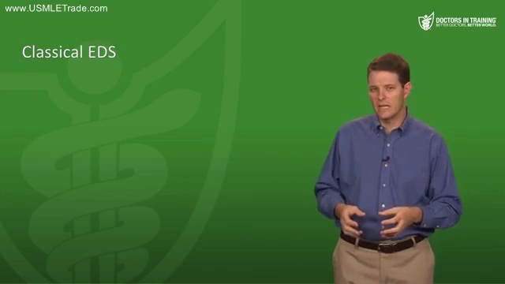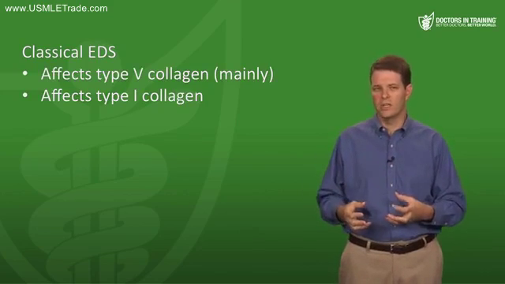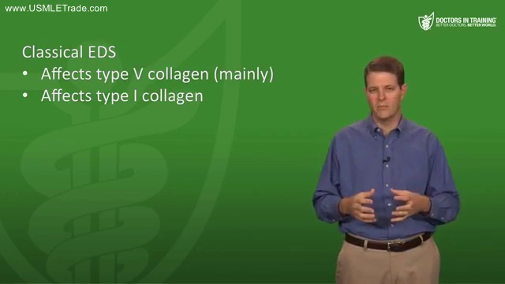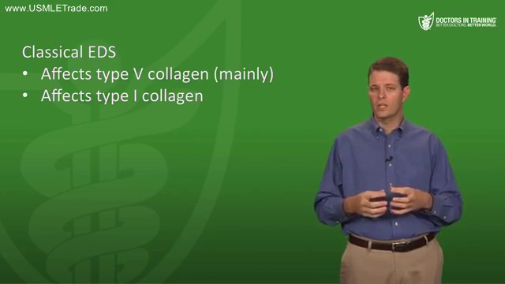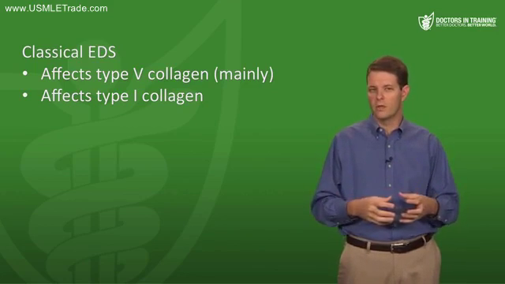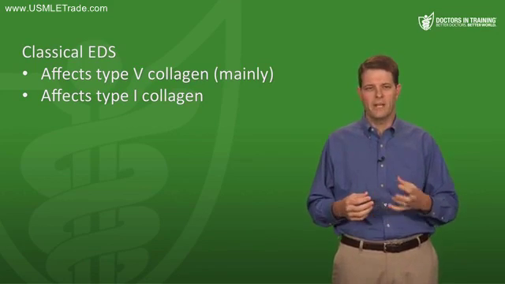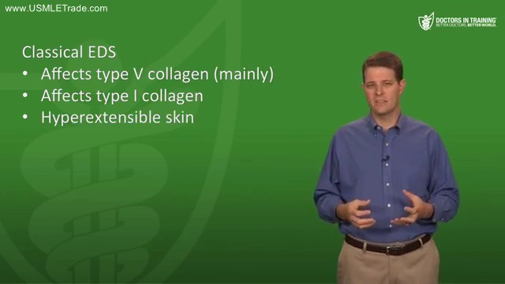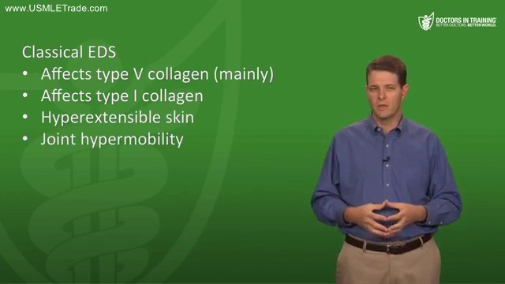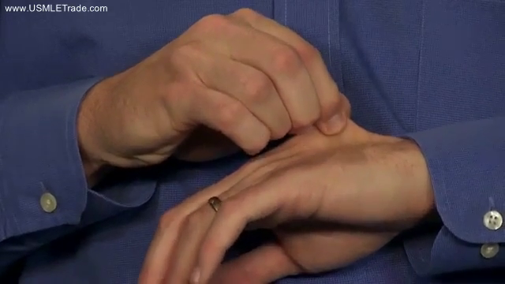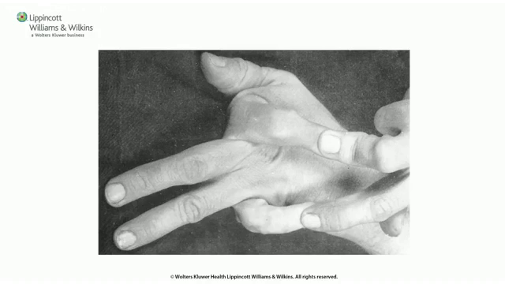There's classical EDS, which affects mainly type 5 collagen and also type 1 collagen. Now, we didn't talk about type 5 collagen because it's not one you're likely to be tested on, but type 5 collagen interacts with type 1 collagen while the collagen fibrils are being formed. So a defect in type 5 collagen can look a lot like a defect in type 1 collagen. Now, patients with classical EDS have hyperextensible skin and joint hypermobility. Hyperextensible skin is where you pinch the skin, and instead of stretching like this, it'll stretch like this. And joint hypermobility means that these patients can bend their joints in all sorts of freaky directions, like bending a finger all the way back to scratch their wrist.